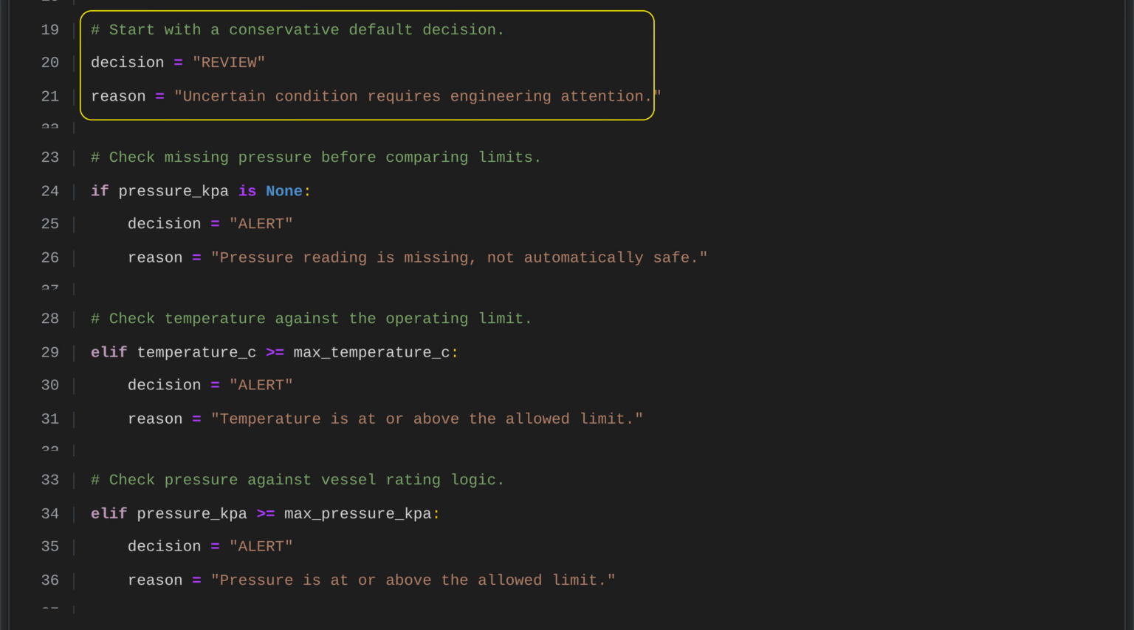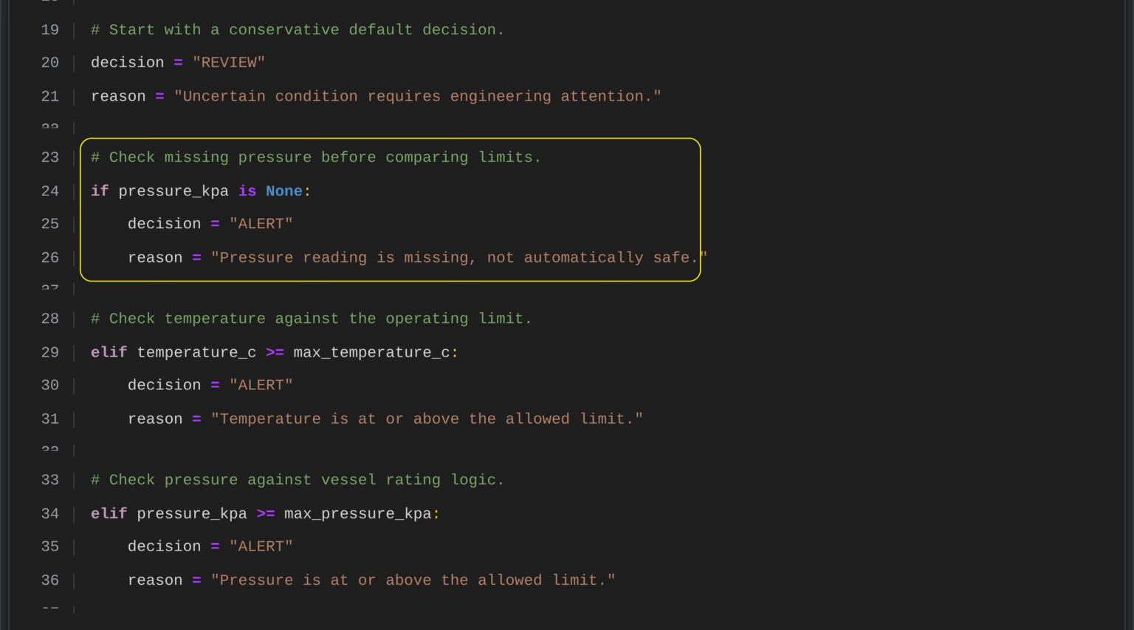The code starts with a cautious default decision to review the situation. This means the condition is considered uncertain and needs engineering attention before it can be treated as safe. By doing this, potential issues are flagged for further examination instead of being missed.